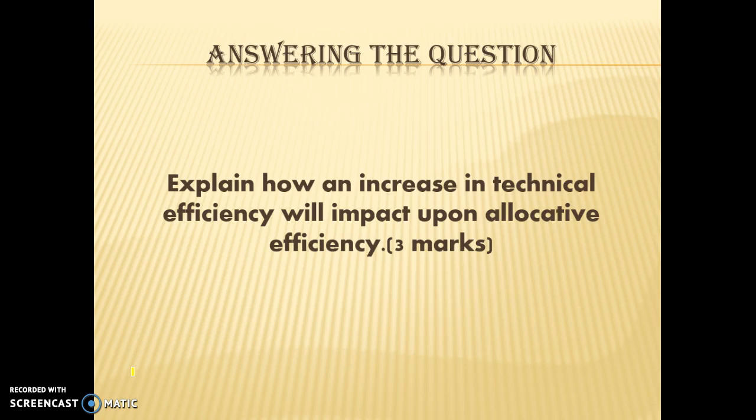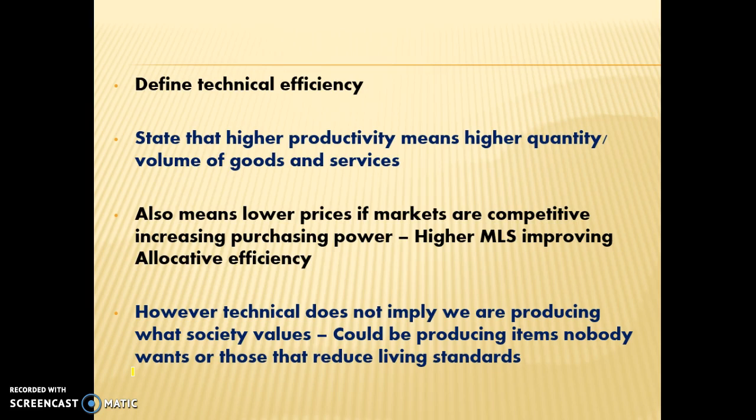How can an increase in technical efficiency impact allocative efficiency? Have a go at this question. Answer: how would you go about it? You would define technical efficiency. You would state that higher productivity means that a higher quantity of goods and services are being produced. This will generally mean lower prices, which means that more of society's values, wants and needs are being met because we're producing in greater quantities. It's going to improve material living standards because product prices are cheaper and there's more choice for people, improving non-material living standards.